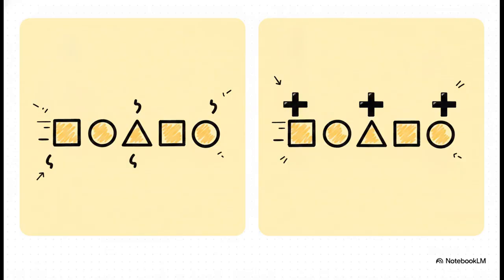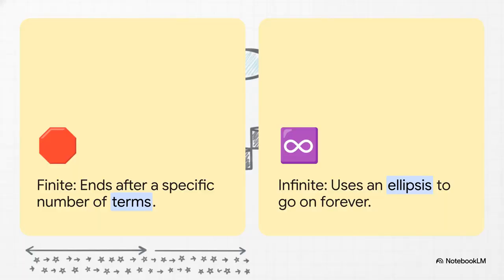Simple, right? Now, whether you're dealing with a sequence or a series, it can either be finite or infinite. Finite just means it ends. You have a very specific set number of terms. But if you see those 3 little dots at the very end, the ellipsis, that tells you the pattern goes on forever. It's infinite. Always watch out for those 3 dots in your exam questions.